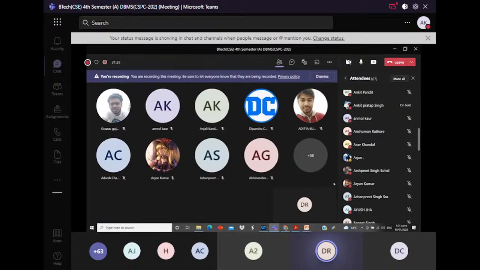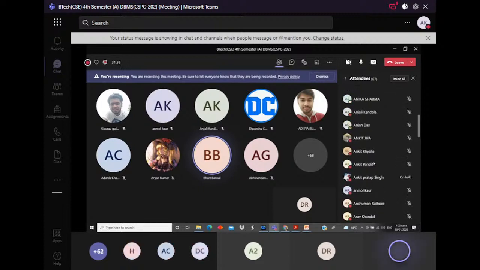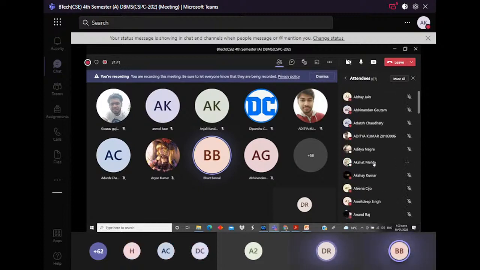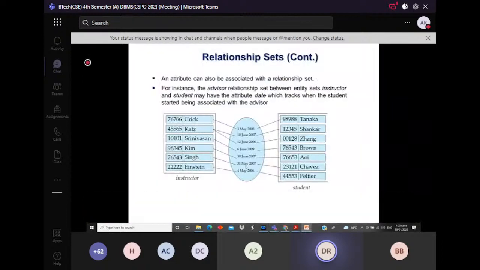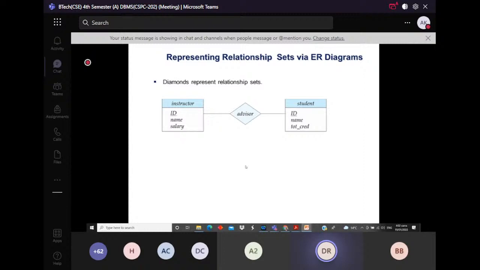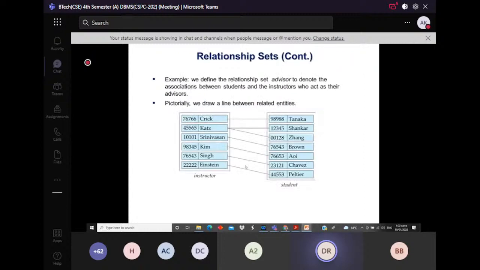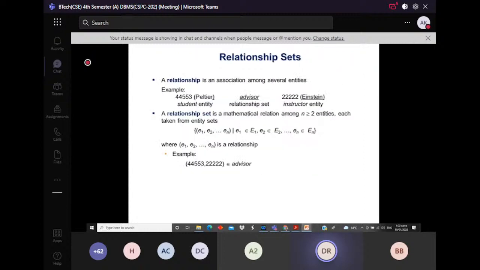Ma'am, an entity we can say is an object, and a relationship is the relation that exists between these objects. Entity is a particular type of real world object, and relationship is any relation or association that exists between two different types of entities.